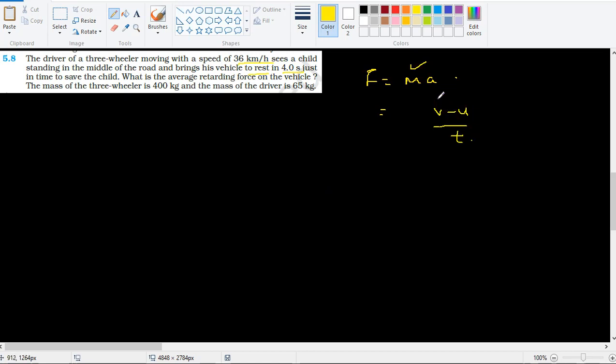So v is final velocity 0. Initial velocity is 36 km/h. Don't forget you have to convert it to meter per second, because whenever you are using SI units, you have to take everything in SI units. That is 10 meter per second. Is that what you're saying? Yes, sir. Okay. What is the final answer you folks are getting? Retarding force.